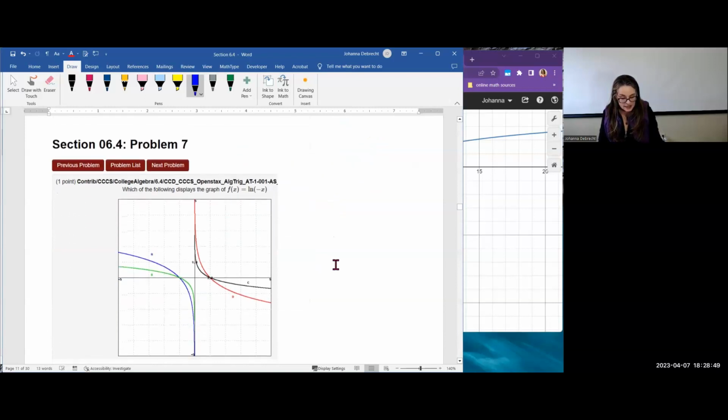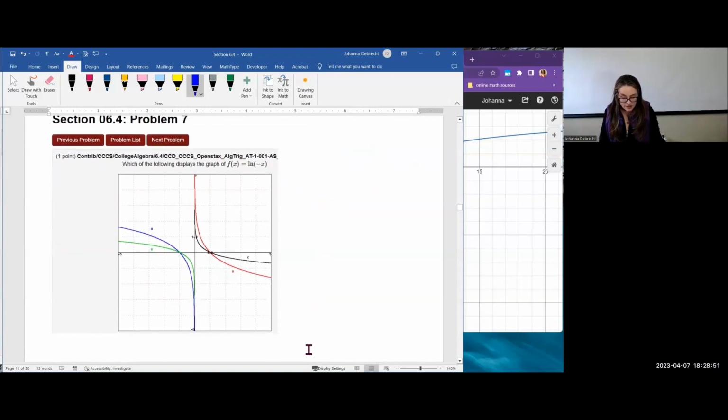Great. Let's take a look at this graph. This one is the natural log of negative x. The negative is inside the answer part. It's multiplied by x. So it's one of those more difficult horizontal reflections.